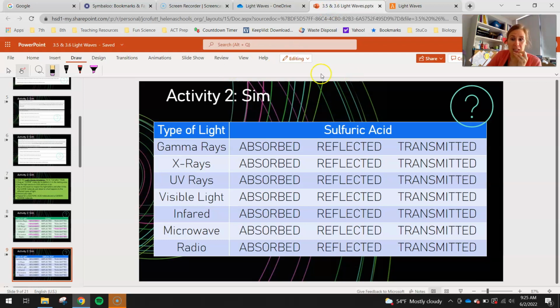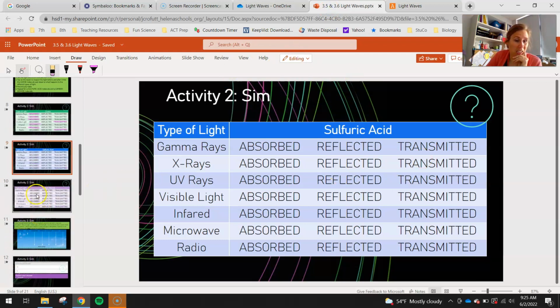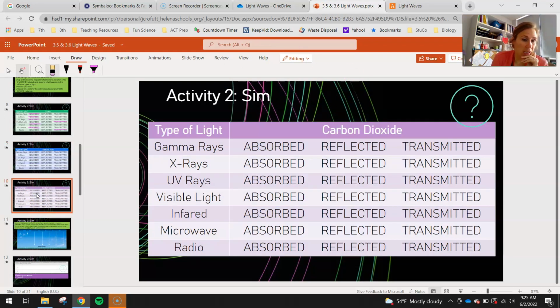Okay, go ahead, complete that for sulfuric acid, and then complete that for carbon dioxide as well. Go ahead, take a second to pause that and complete through slide 10.